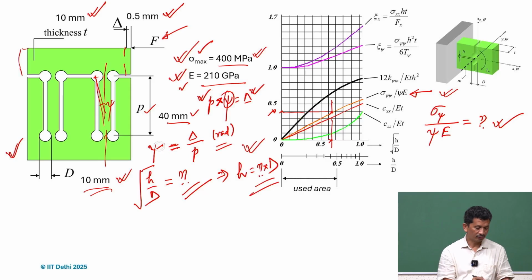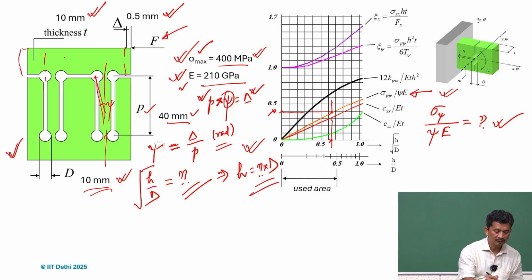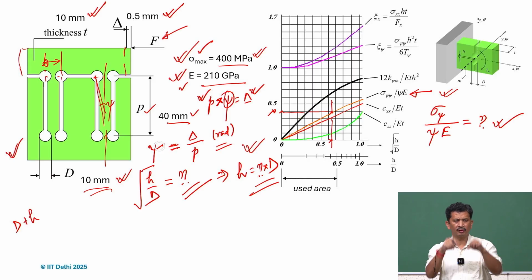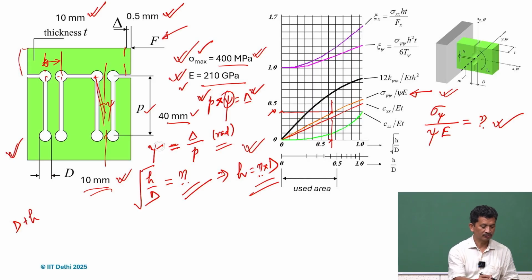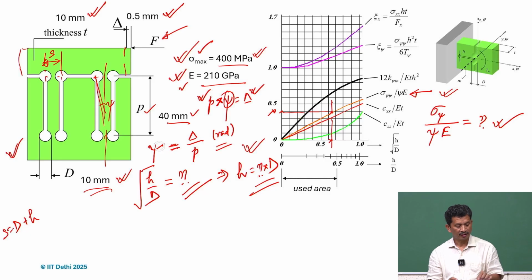So what is h here? If these dimensions are given, here you can see r and r. So 2r is d plus h. This is how we locate, and a certain dimension we call s. So we can find that, and h is known.